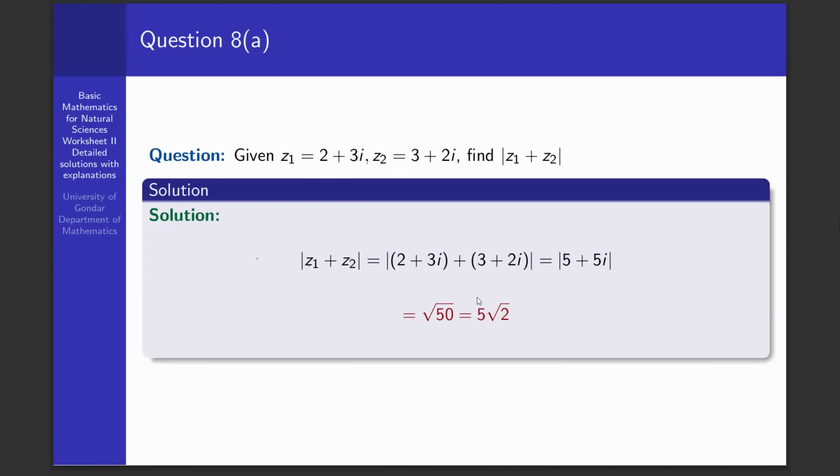And when we further simplify this, it is 5 radical 2. Therefore, the norm of the sum of these two is 5 radical 2. Separately, I think it is also possible to find the norm of each individual complex number and add them together.